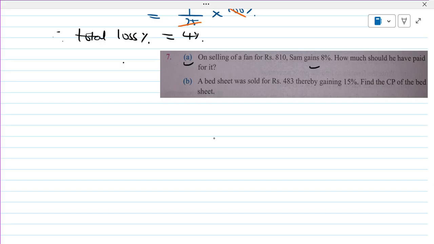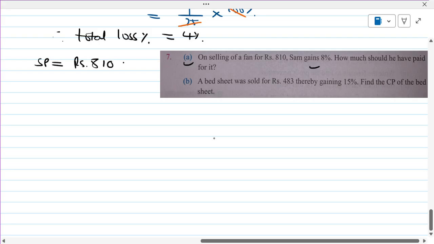So this pattern we have already done, is it? Selling price given, gain percentage given. So how much should he have paid for it? Cost price we are asked actually, is it? So this pattern we have already done, though I'll do this one. Let's say, so your selling price we do have rupees 810, and he is in profit of the 8%. So we are asked to find here how much he has paid. So CP we are asked, is it?